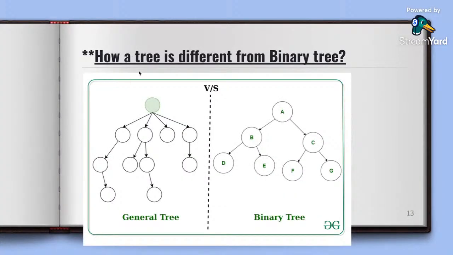Moving on. How a tree is different from binary trees. This is your general tree. This is a binary tree. As far as the knowledge that I have, in a binary tree, you can only have between 0 to 2 children. You cannot have more than that. Here you can see that you have more like 4 children for one node, but here you only have maximum 2. So this guy has 2 children. This guy has 2 children. Similarly, this guy has 2 children.